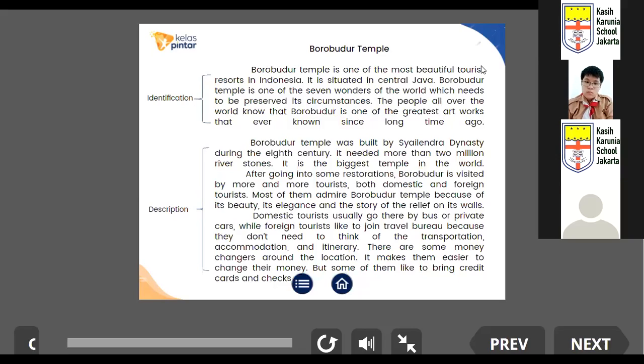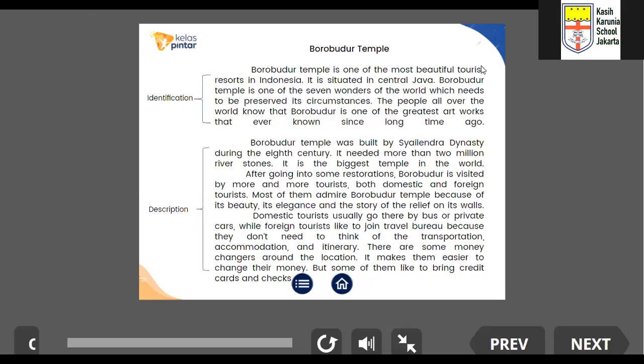All right, thank you for reading it for us. So let's take a look at this text. As I said earlier, the identification part is more general. If you observe this text, this is the general statement. Ini adalah pernyataan-pernyataan yang umum. Identification consists of general statement, mengandung penjelasan umum.